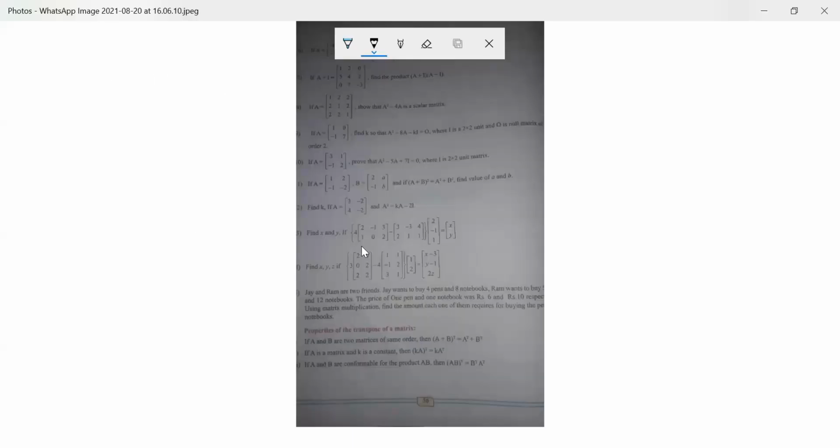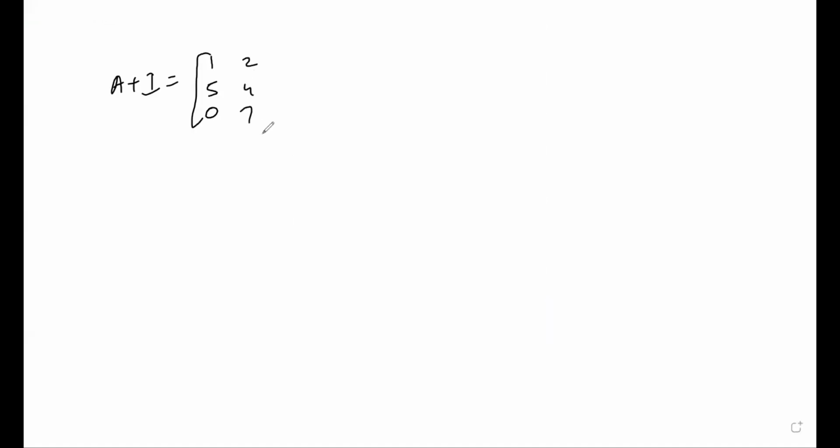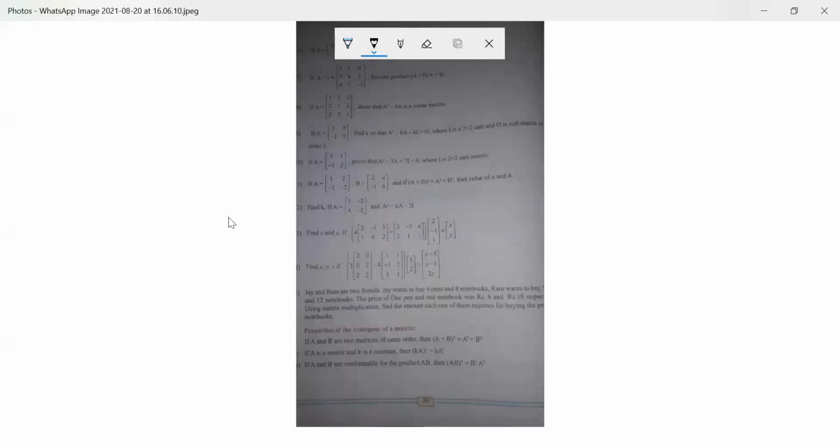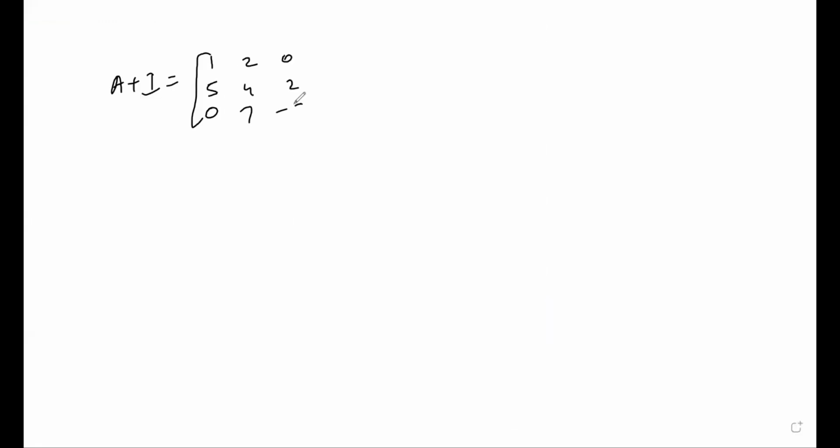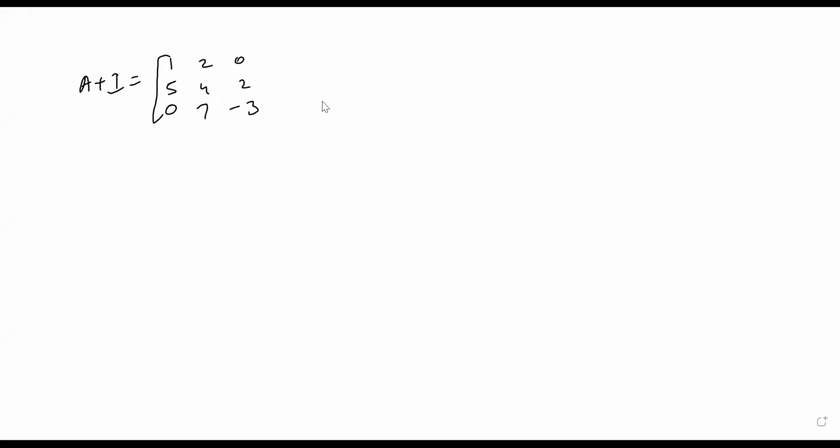[1 2 0; 5 4 2; 0 7 -3]. Now they have said that this is 1 plus A plus I. Okay, so what is A? We don't know what is A. But we know what is I. I is [1 0 0; 0 1 0; 0 0 1].